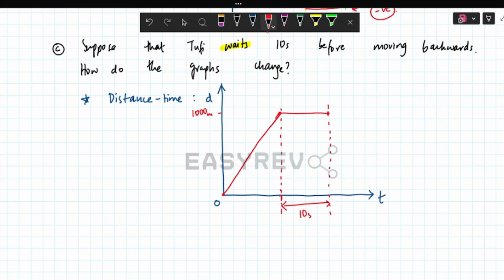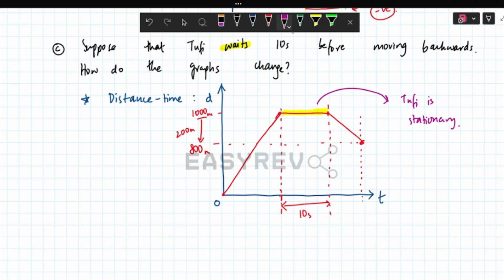Now comes the final point where in the remaining time interval, 2phi goes back 200 meters to land at the 800 meter mark, and so the graph line would be ending somewhere here. And so we see that the main change that has occurred in our graph is this new inclusion of this horizontal portion that wasn't there before. This horizontal line suggests that 2phi is stationary. Not only is he stationary, but he is standing 1,000 meters away from his starting point.